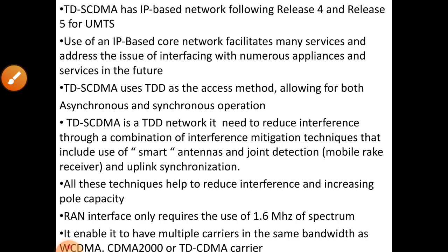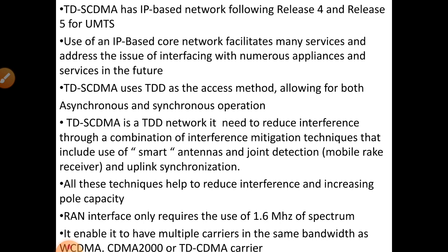Next we are going for the next term. TD-SCDMA has an IP based network having the architecture of release 4 and release 5, especially used for UMTS. By using this release 4 and release 5 architecture, the IP based core network will facilitate many services, and mainly address the issues of interfacing problems with numerous appliances as well as services. But this technique will not be used in TD-CDMA. That is, in TD-CDMA we cannot tolerate or reduce the interference problem.